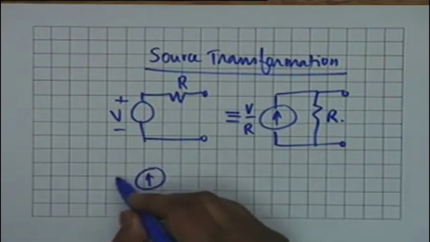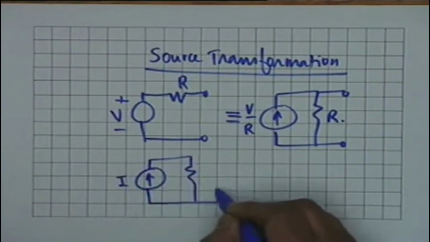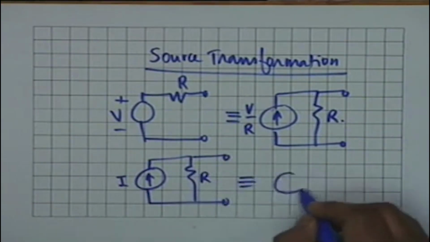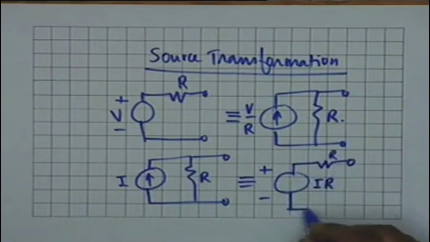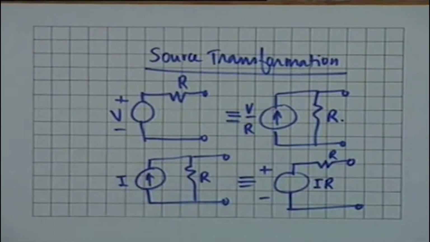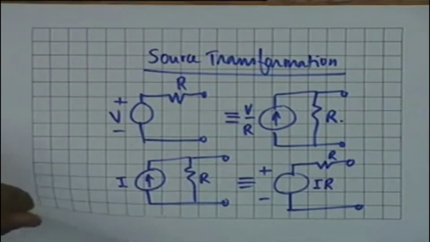On the other hand, if I have a current source I in parallel with a resistance R, then this is equivalent to a voltage source whose value is IR in series with a resistance R. These two constitute what is known as source transformation, and on many occasions, source transformations are sufficient to solve a network. You don't have to write either the branch formulation or the loop formulation or node analysis. You don't have to do any of them. Simple source transformation and common sense, of course, are enough to solve the network. Let's take an example to show how source transformation enables you to solve a network.